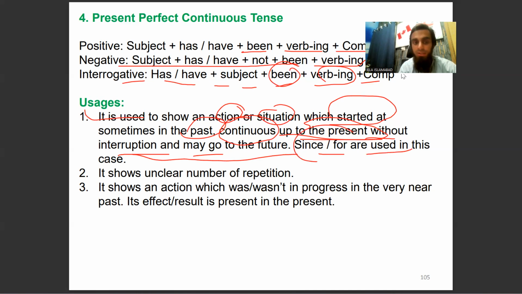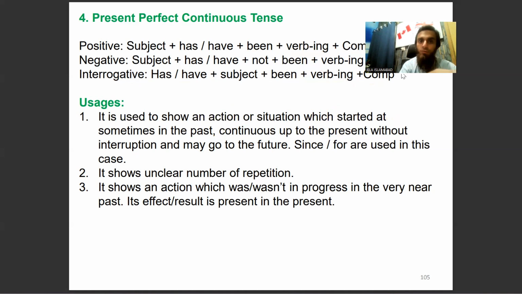"Since" and "for" are used in this case, for showing such a situation. We also use present perfect continuous to show an unclear number of repetitions, like how many times a person is repeating the work, or studying or working for so long. For that unclear repetition, we use present perfect continuous. It also shows an action which was in progress in the very near past, and its effect or result is present in the present, right?